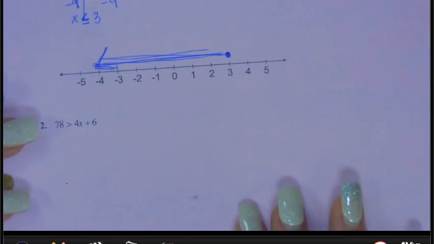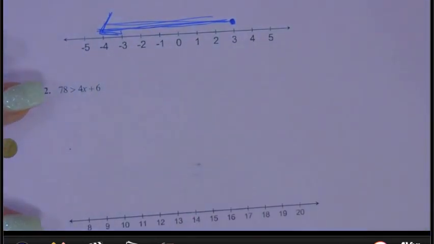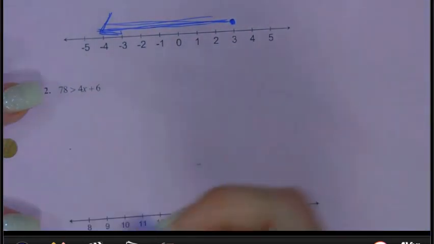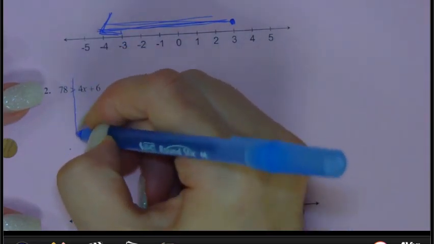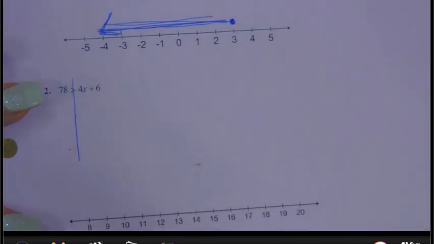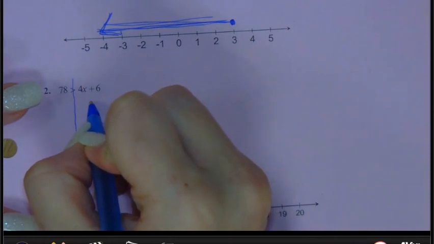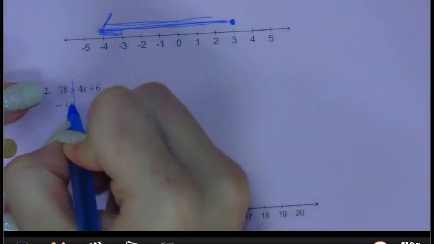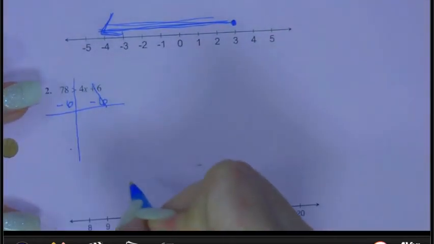All right, let's try number 2. 78 is greater than 4x plus 6. So I'm going to draw my line now. And I'm going to do the opposite of what I see. I'm going to add or subtract first and then multiply or divide. So I see that I'm adding 6, so I'm going to do the opposite of adding 6, and I'm going to subtract 6 on both sides.